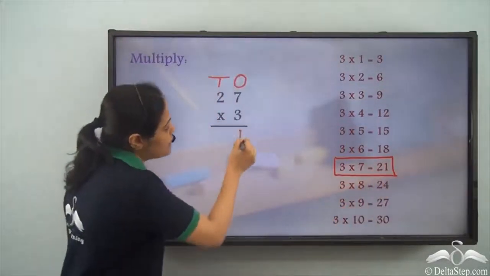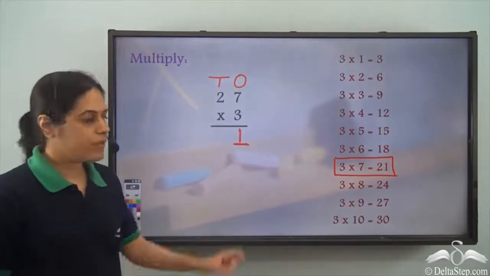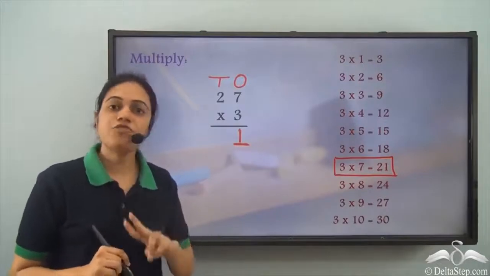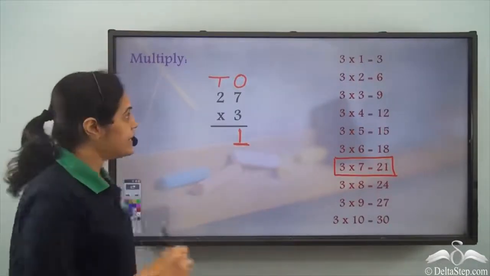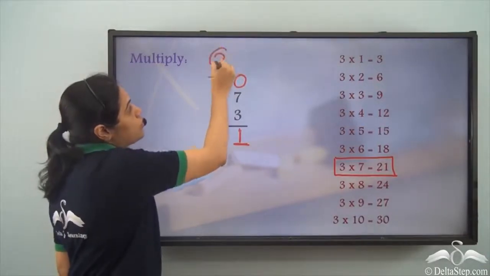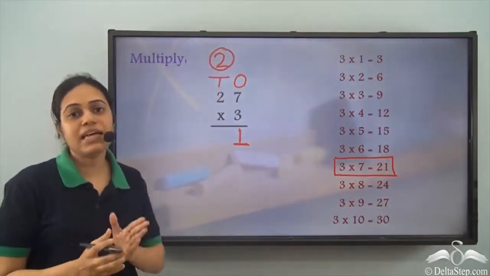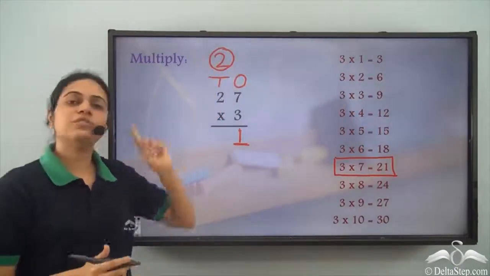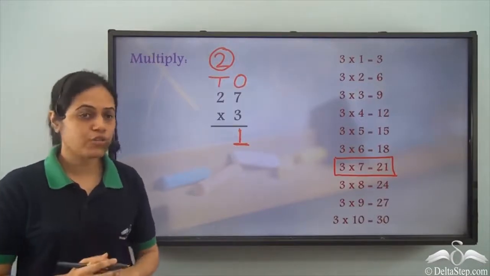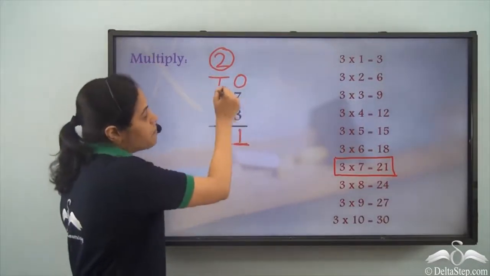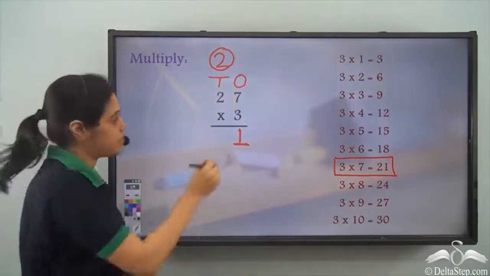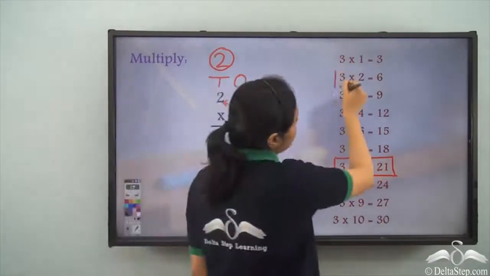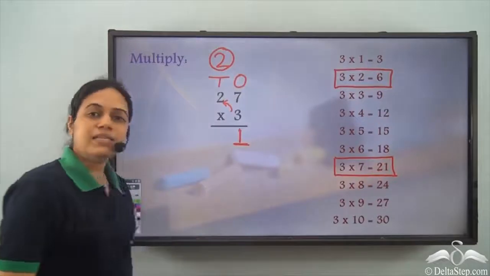So 1 ones will come in the ones place because I have 1 ones. So 1 will come in the ones place, and I have 2 tens. So 2 tens will be carried over to the tens place. I say that I am carrying 2 to the tens place. So 2 tens goes to the tens place. Now what do I do? I first multiply 3 by the digit in the tens place. So 3 into 2. 3 into 2 from the table of 3 is 6.